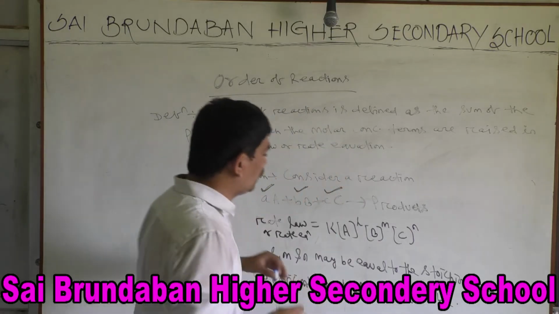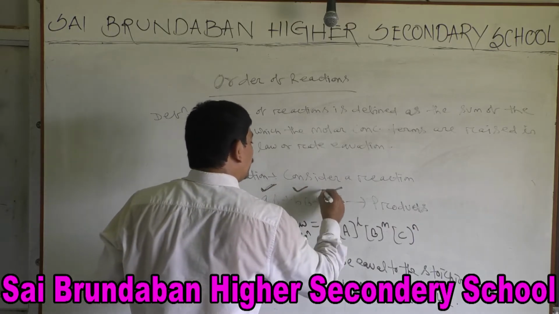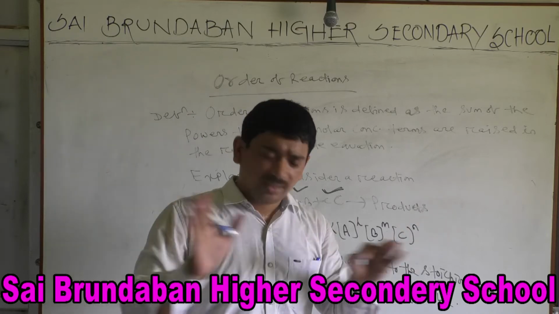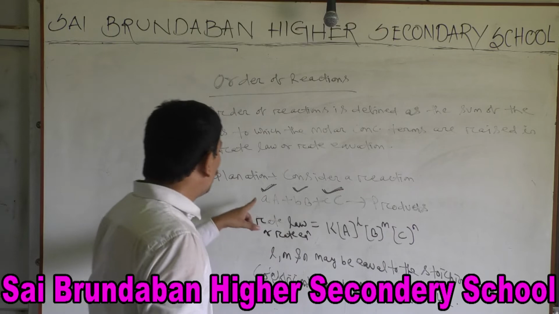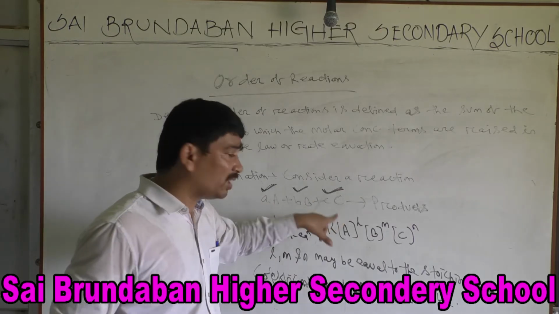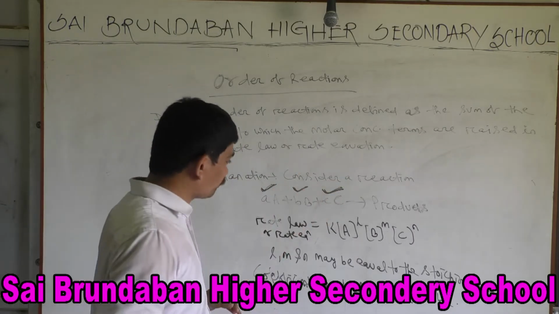So most of the times L, M and N are equal to small a, small b and small c, but that is not 100 percent of the time.